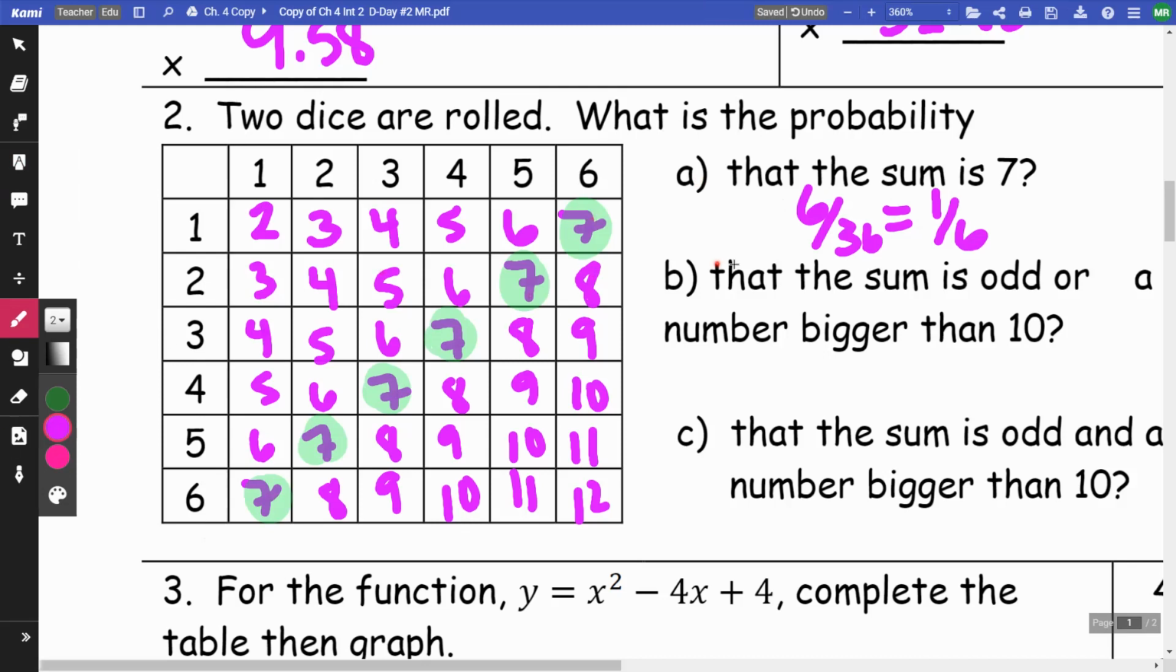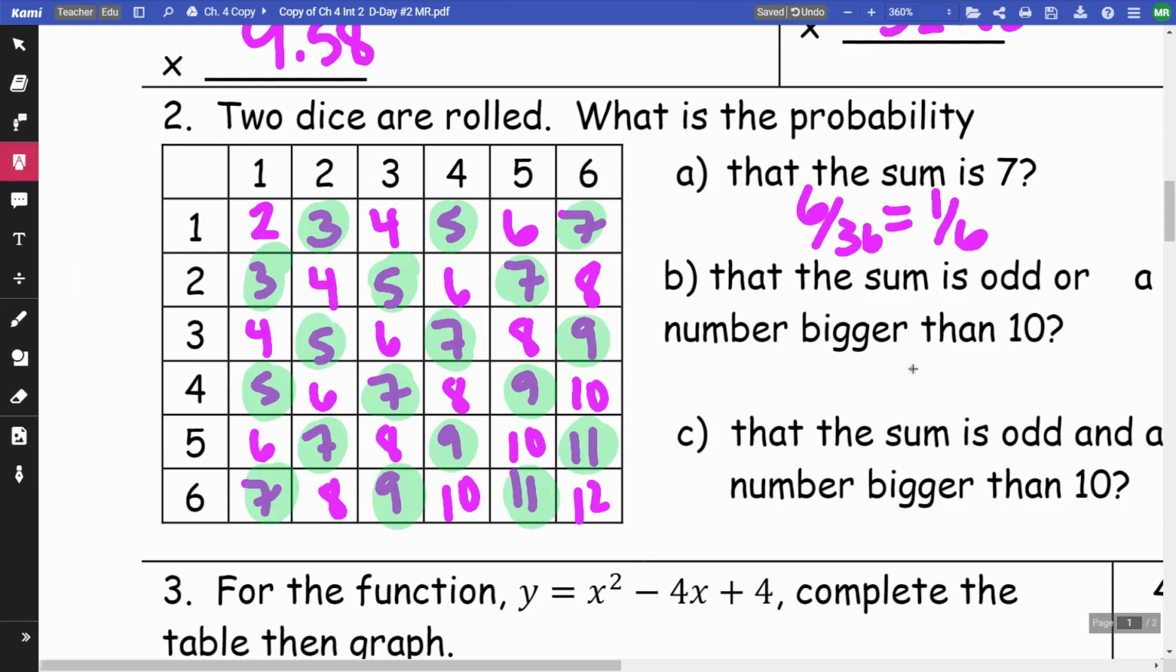What is the probability that the sum is odd or a number bigger than 10? Okay. So that it is odd would be all of these that I'm shading. Okay, so these are all odd numbers. And that should be half of them. That would be 18 out of 36.